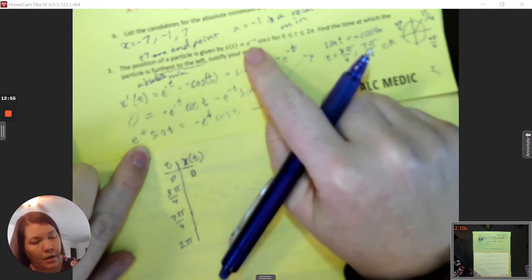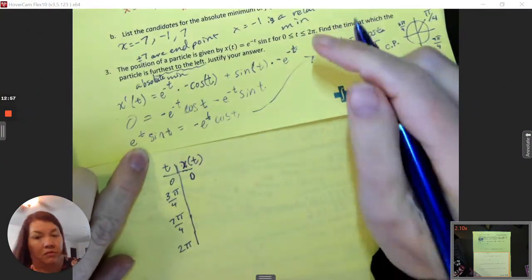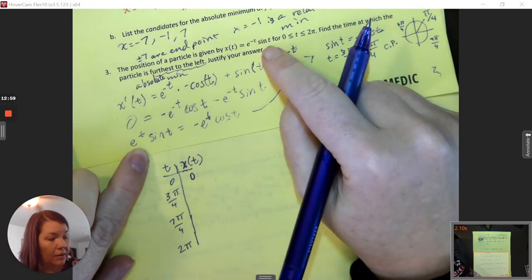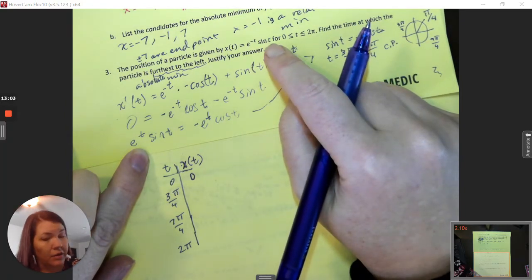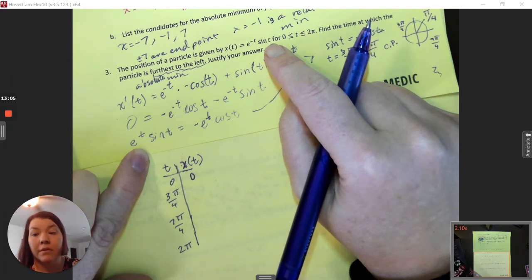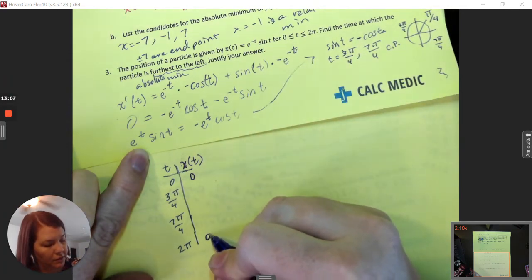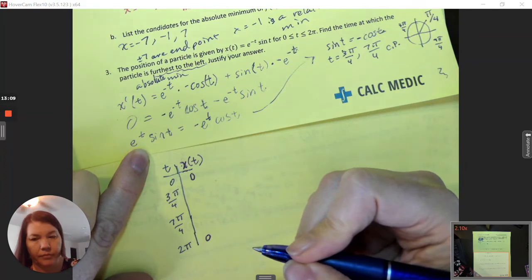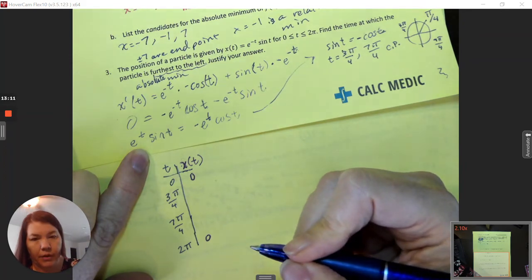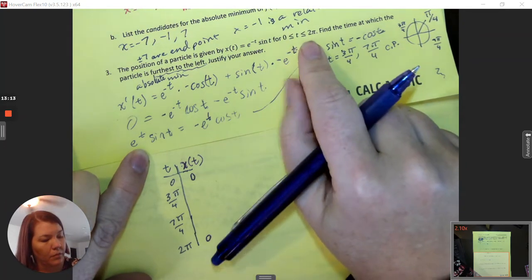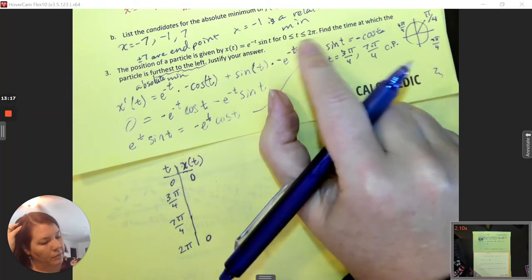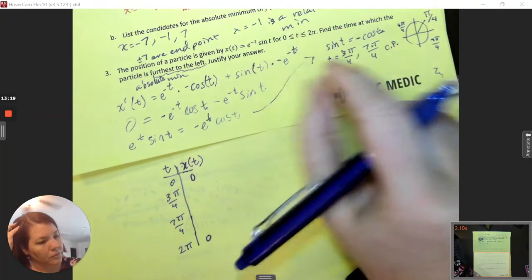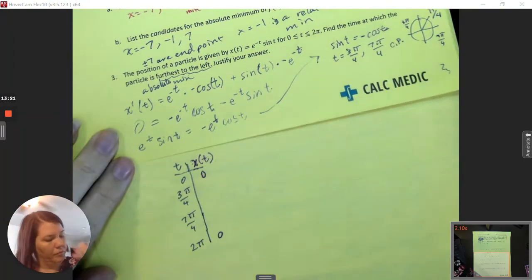2 pi. E to the negative 2 pi, whatever that is, is a very small number, by the way. And the sine of 2 pi is 0. That one's also 0. Yep, 0 and 0.